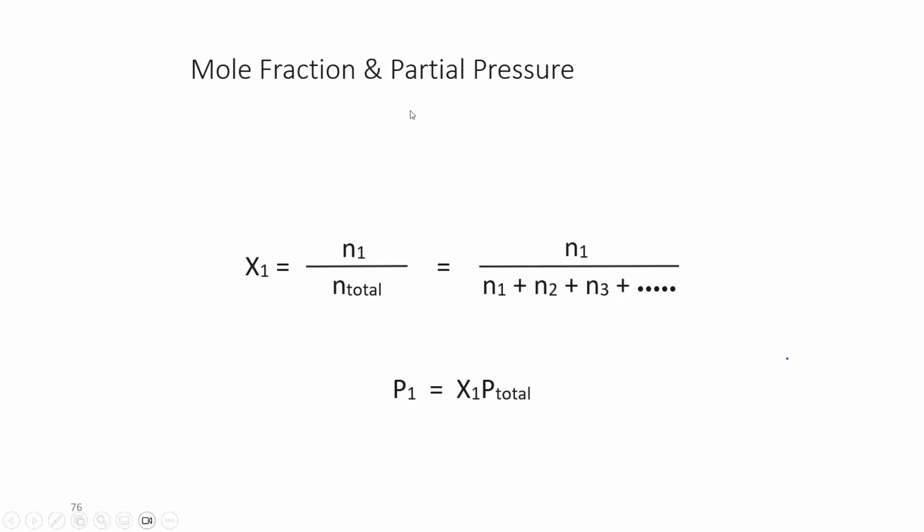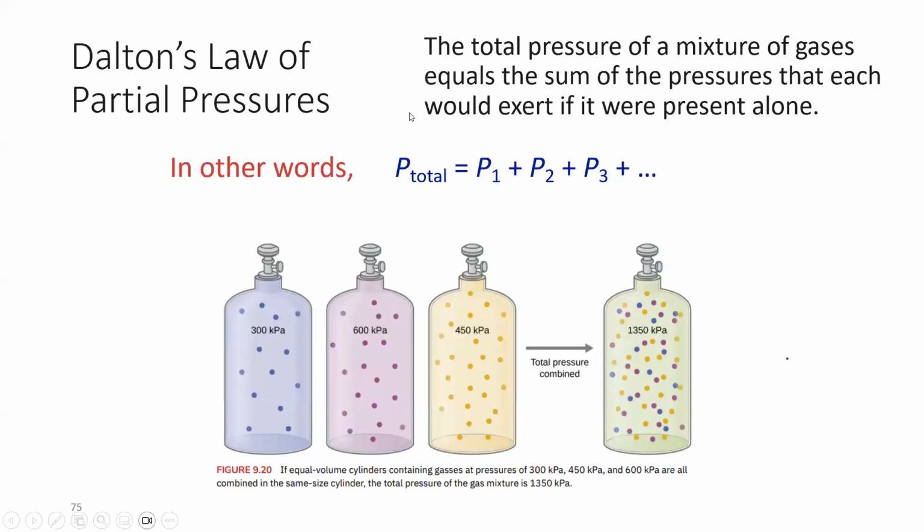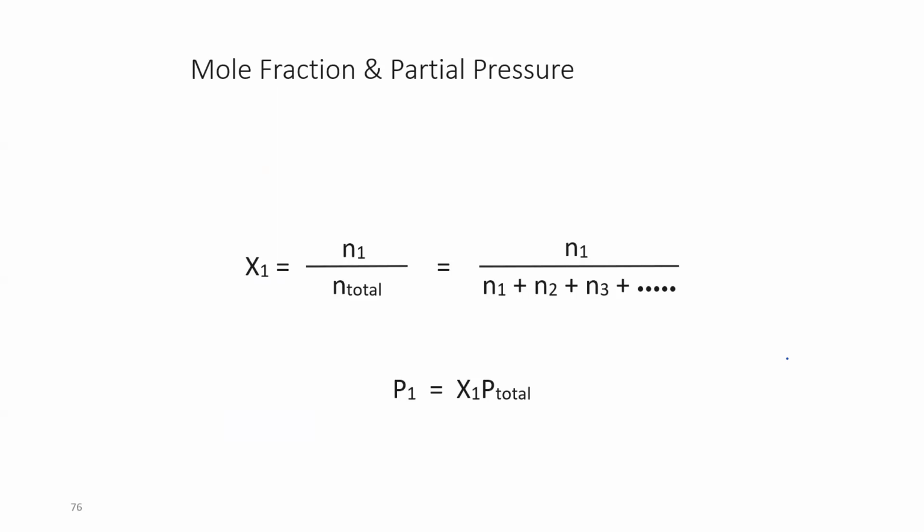And the reason we're referring to it as partial pressure in this case is because if we think about this mixture, of this 1350 kilopascals, only 450 of it is going to be coming from this gas, or 600 from this gas. So it's only providing a partial portion of the total sum. So that's why we're referring to it as partial pressures there. It's just one portion of the total mixture.